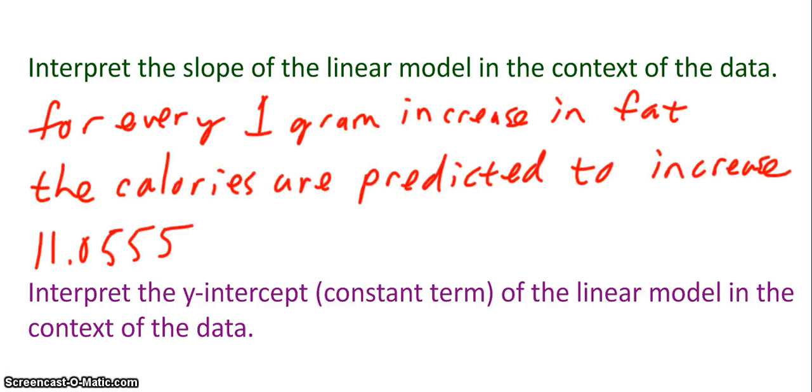Okay, so I said for every 1 gram increase in fat, the calories are predicted to increase 11.0555. Notice I used the word predicted. That's because, again, this is a model. It is not necessarily what is going to happen. And this is how you should always interpret the slope in the context of the model when we're doing this sort of statistical plotting. It's always going to be for every 1 unit increase in the x value, the y values are predicted to increase or decrease by whatever amount the slope is.